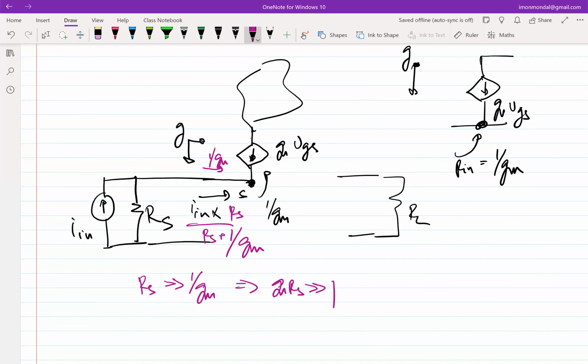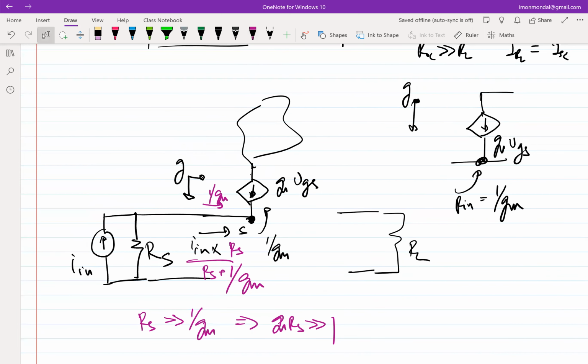This is possible to ensure because GM is in your control, right? GM is a designer controllable variable. So you can choose your GM in such a way that GM times RS is much greater than 1. Then all the current that you could have extracted from the current source, the maximum current, will flow into the transistor. Now, if this current flows in, it also has to flow out, right? It cannot go anywhere else, which means the current flowing out is almost equal to I in.